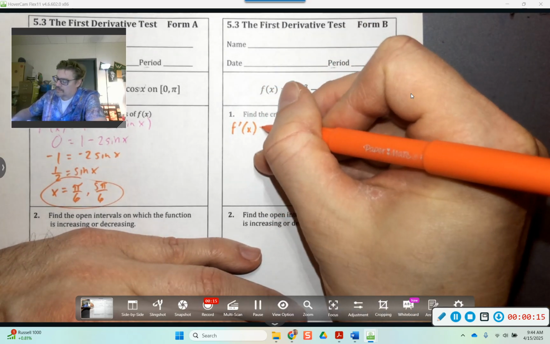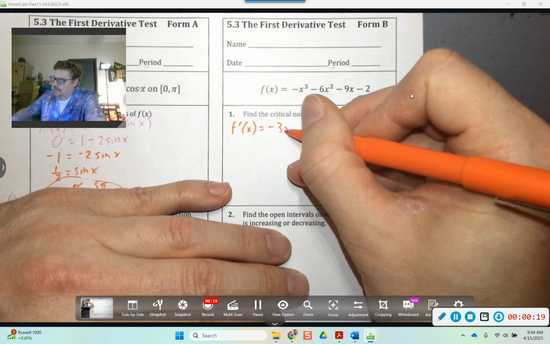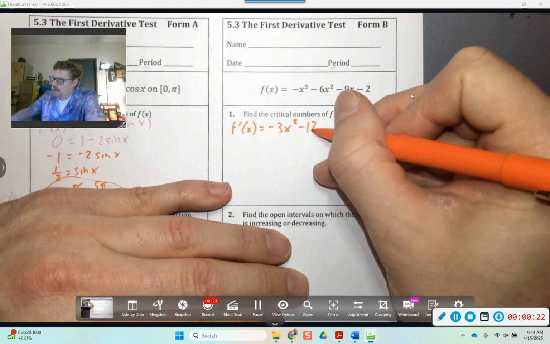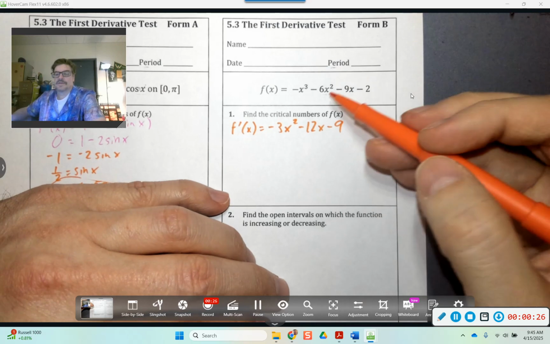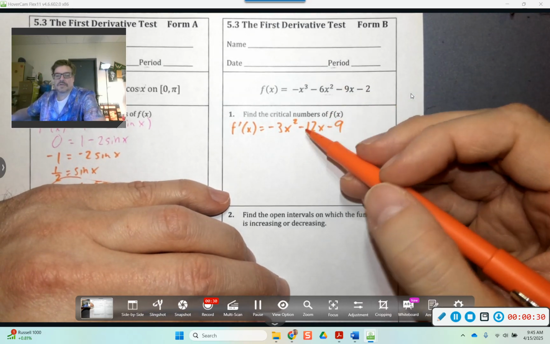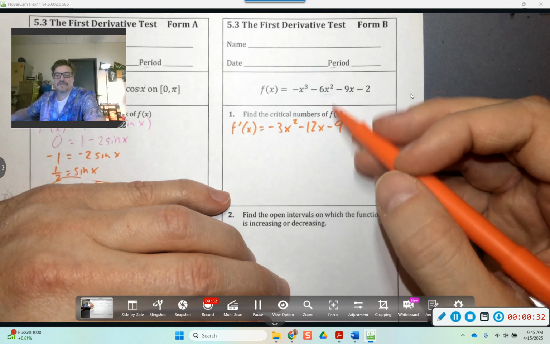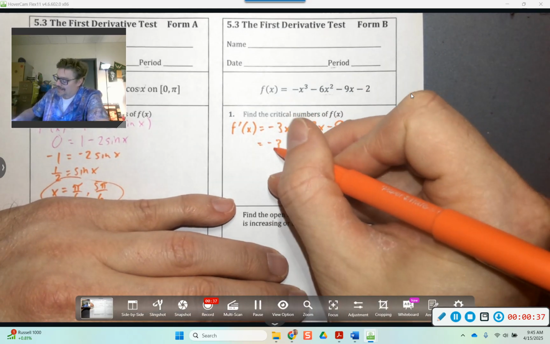So the derivative of a cubic will end up being a quadratic, which will make this probably solvable. Okay. And the derivative of this guy is just this guy. It's that simple. 3 drops, drop a degree. 2 times 6 is 12, drop a degree, and then just -9. Okay, so now I'm going to factor out a -3.